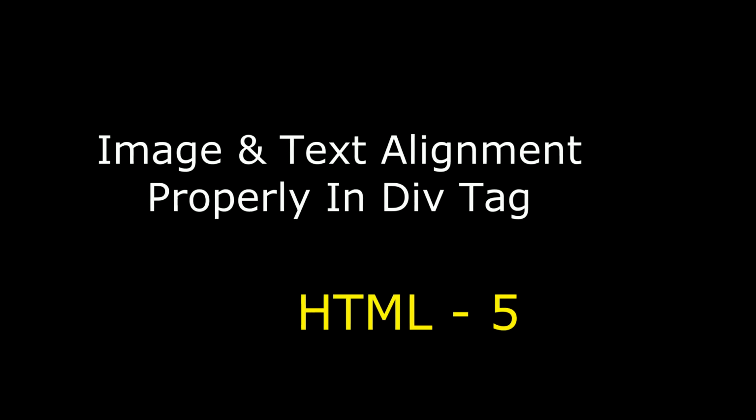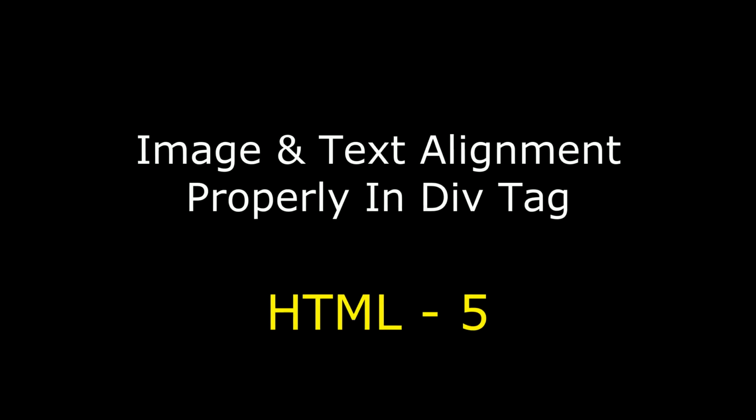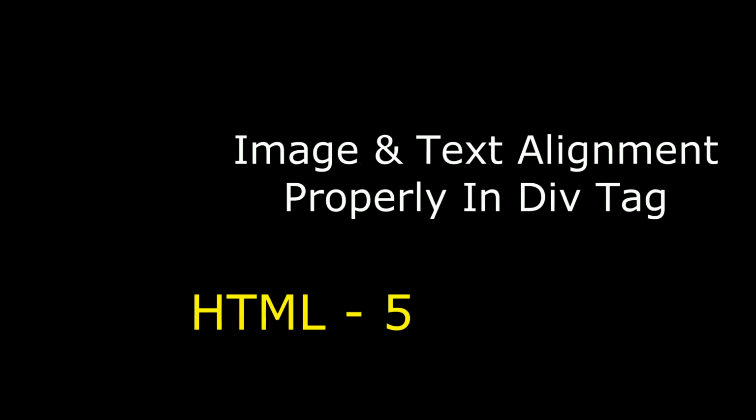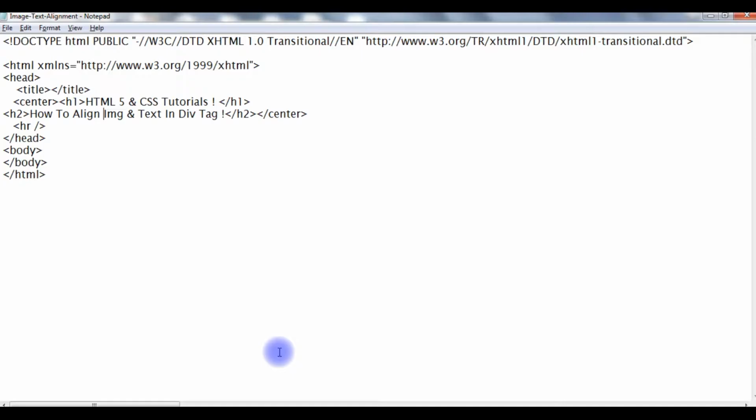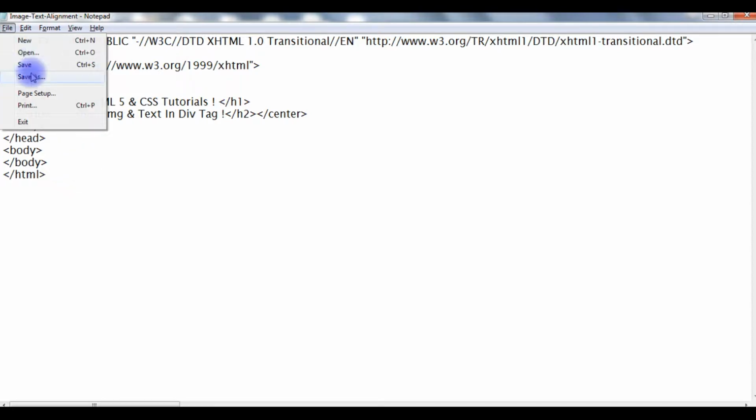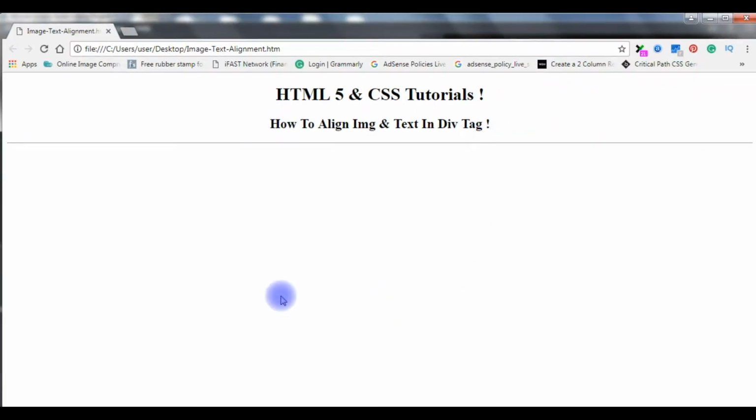This is Charan. In this video I will show you how to align image and text properly in div tag. Right now I'm in Notepad and this page contains a simple HTML5 script. Before adding image and text in a div tag, let's check how it looks on the browser. I'm saving this file on the desktop and this is the output. Let's start the coding.